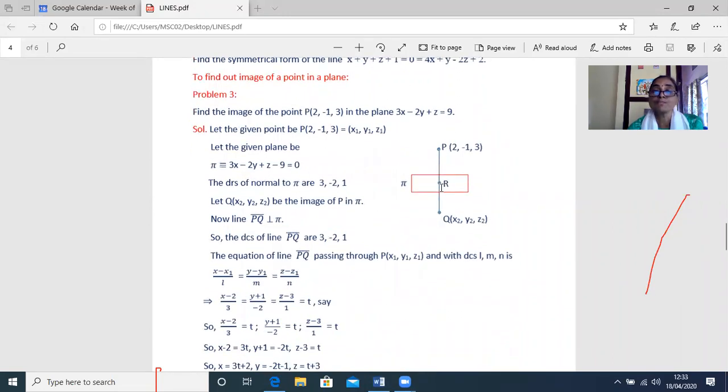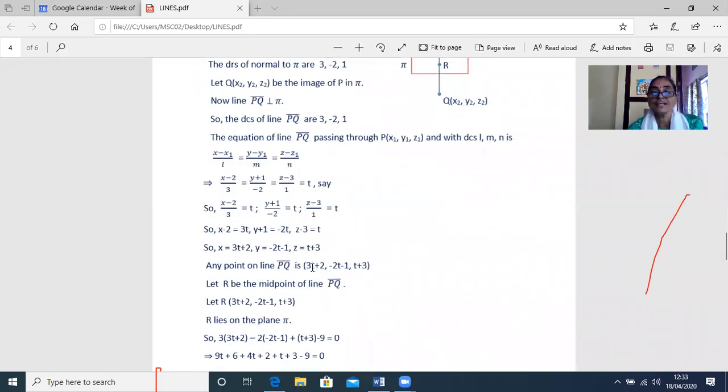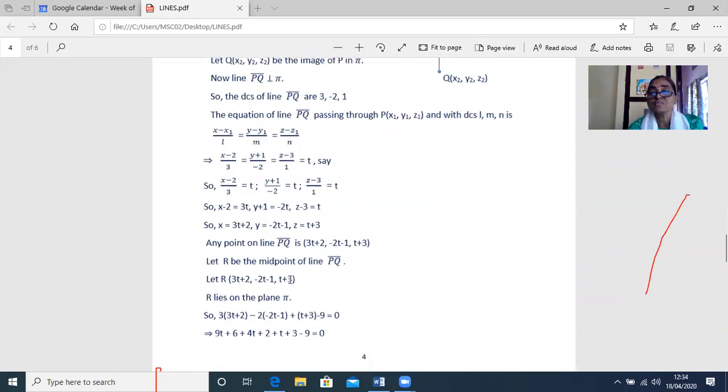Okay, now this R is a point on the line, and it is not only a point on the line, if you see, it is also a point on the plane. So we got now point R. So this, being a point lying on the plane, will certainly satisfy the equation of the plane.